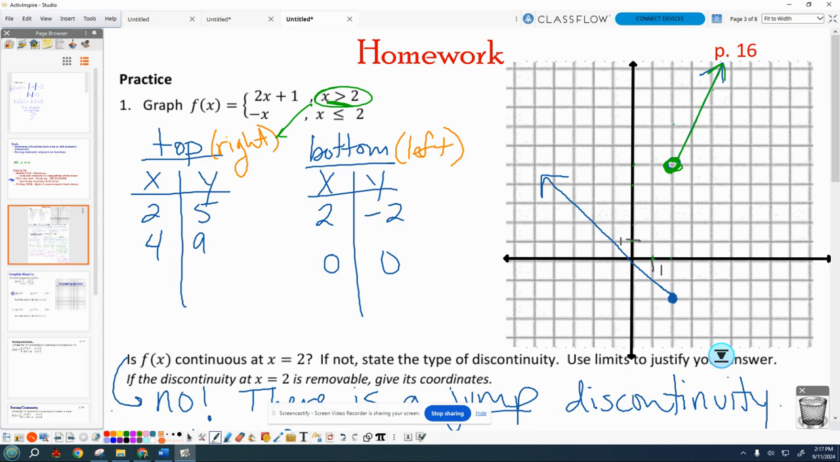Going to the other side, plugging in 2 here, the y value that comes out is -2, so going over to 2, -2, and then the slope, back 1, down 1, I get that line.